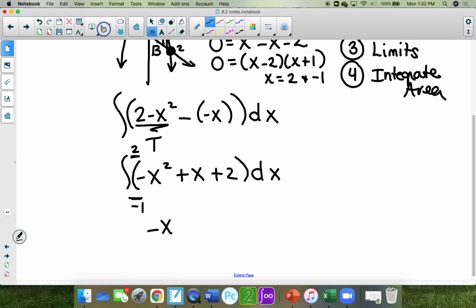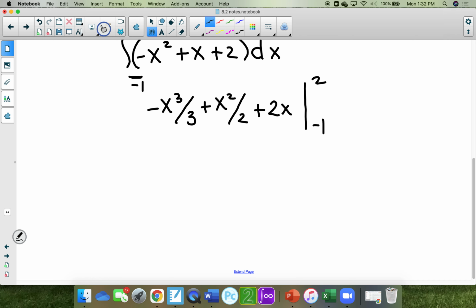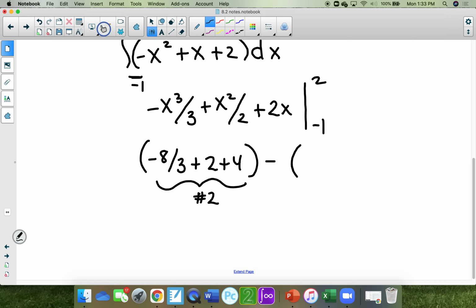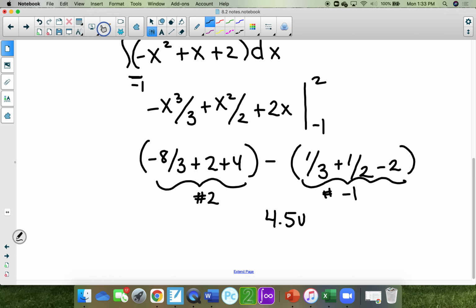So the antiderivative is x to the third divided by 3 plus x to the second divided by 2 plus 2x, from negative 1 to 2. I'm going to put 2 in there. When I plug 2 in, I get negative 8 thirds plus 4 plus 2 plus 2 plus 4. That's when I plugged in the number 2. Minus, when I plug in negative 1, I get a positive 1 third plus 1 half minus 2. This is when I plugged in negative 1. And it's going to end up being 4.5 units squared when you put all 6 numbers together.